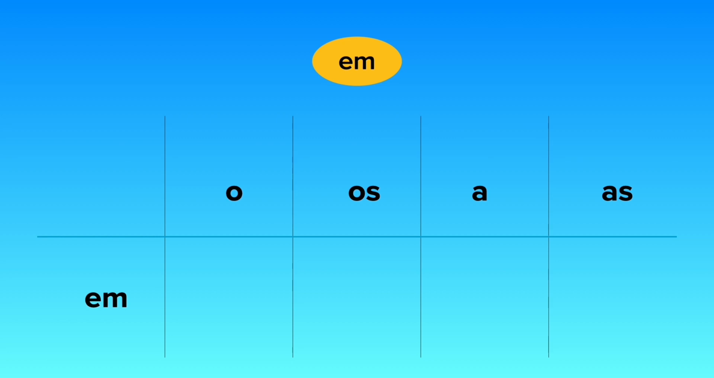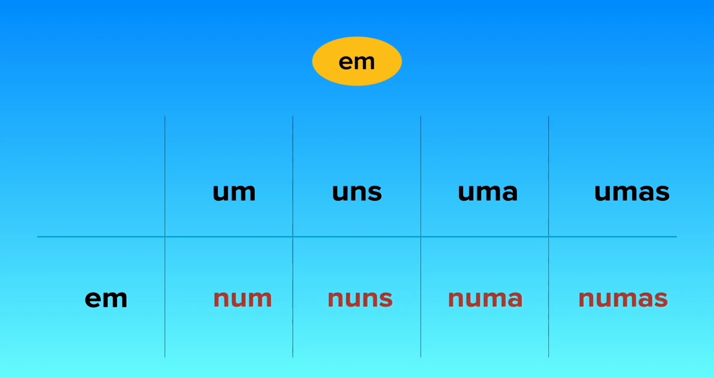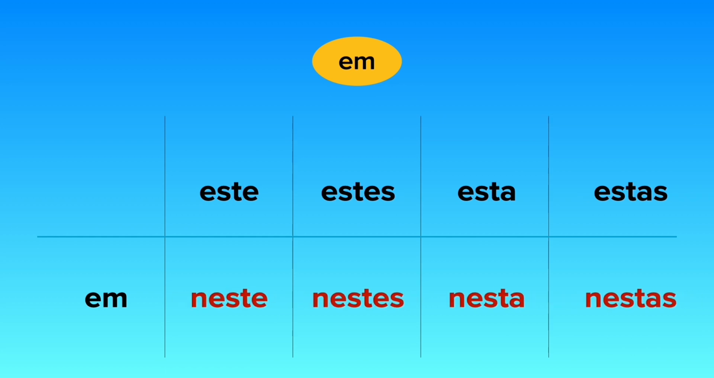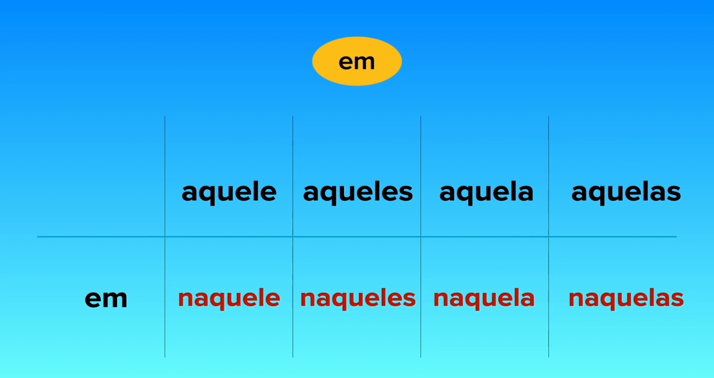Now that we've seen the main uses of the preposition em, let's see how it merges with some other words. Let's start with the definite articles. No, nos, na, nas. With the indefinite articles, num, nuns, numa, numas. With demonstrative pronouns, nesse, nesses, nessa, nessas. Neste, nestes, nesta, nestas. Naquele, naqueles, naquela, naquelas.